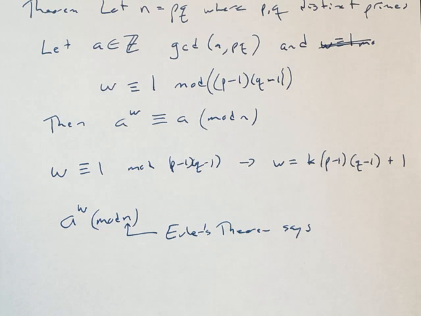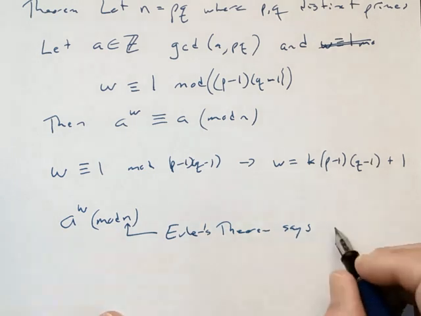Come on, people, this was Thursday. If the greatest common divisor is 1, meaning A is relatively prime to N, then when the exponent is the count of relatively prime numbers less than N, A raised to that power is congruent to 1 mod N.